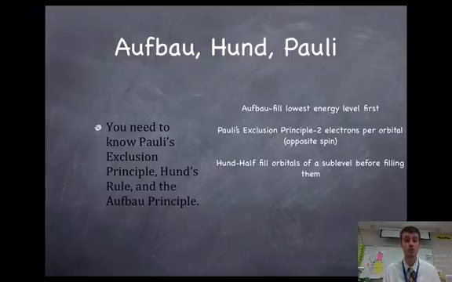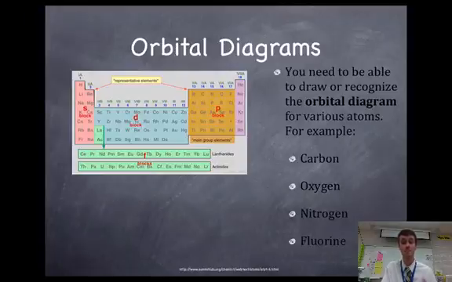And then Hund's rule, basically it's just saying half fill all the orbitals of a sublevel before you completely fill them. So if you're filling your D block, you're going to put 1 electron in each orbital before you put 2 electrons in an orbital. And once again, I'll go over that a little bit more whenever I go over an orbital diagram. Okay, so orbital diagrams.